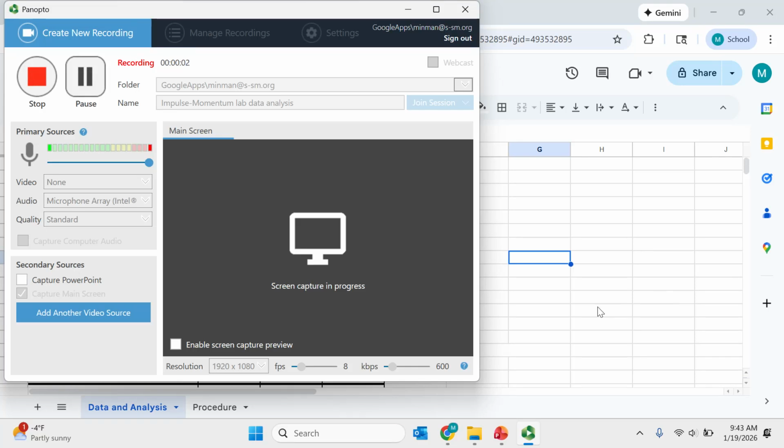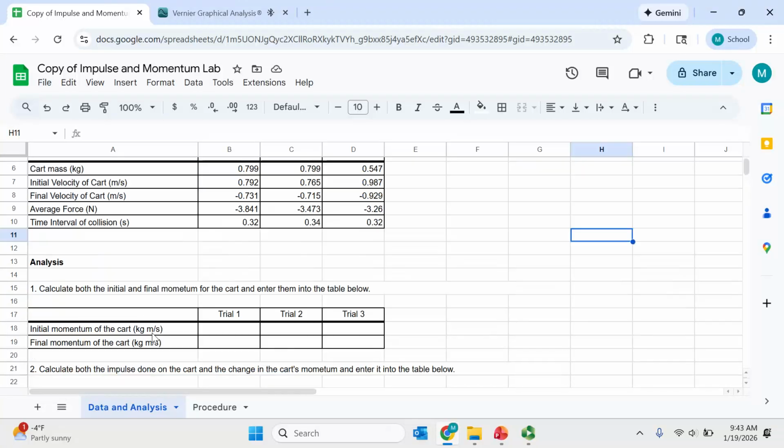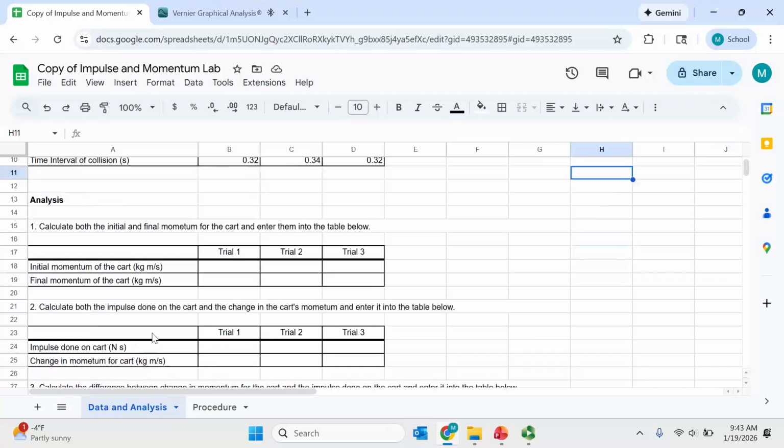In this video, I'm going to look at how to do the analysis portion of the Impulse Momentum Lab. So I've done my 3 trials, I've collected my data, and then there is a series of questions under the analysis section that I need to calculate. So the first 2 are initial and final momentum of the cart.